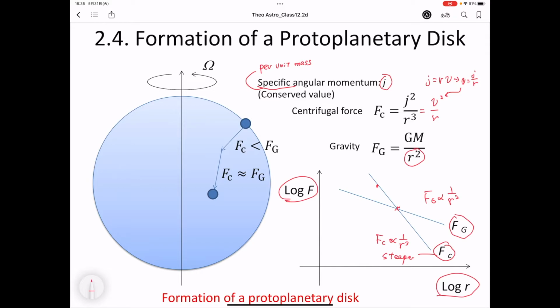Then the particle cannot sink directly to the center. Even if the particle is trying to sink to the center, at some point the centrifugal force becomes stronger than the gravity, so it cannot fall to the center. Instead, it falls in the vertical direction and forms the disk around the protostar. Other particles are also falling to the disk and forming a disk. So without any accurate calculation, we can easily expect the formation of a protoplanetary disk around the baby stars. This is the formation process of a protoplanetary disk.